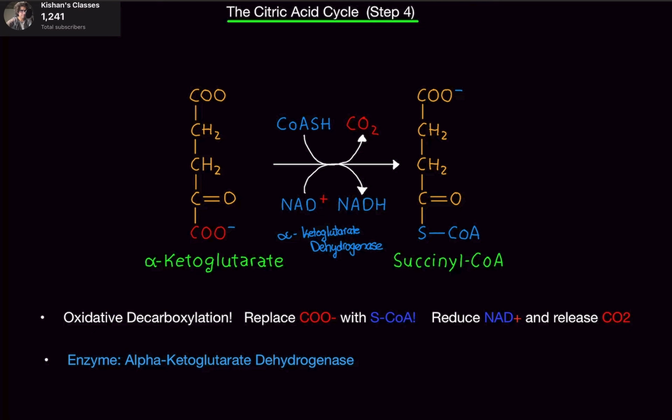So once again, all we're really doing is replacing this carbon, oxygen here with sulfur and the coenzyme A, making succinyl CoA, and at the same time reducing NAD+ to NADH using the enzyme alpha ketoglutarate dehydrogenase.